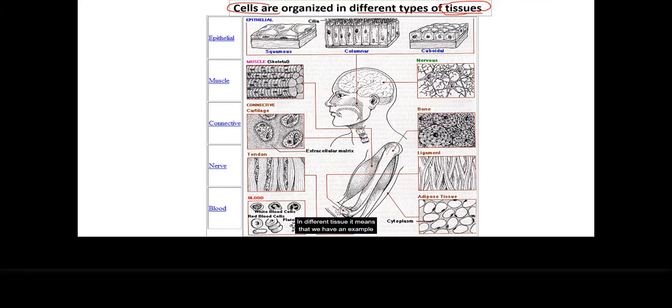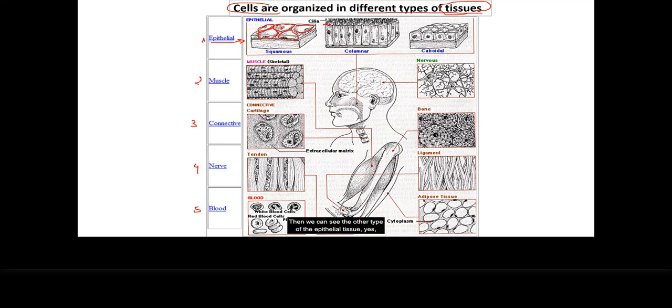In different tissues, we have, for example, epithelial tissue, muscular tissue, connective tissue, nervous tissue, and blood. All these are different tissue types. In the epithelial tissue, if we look at high magnification, we will see the cells in this epithelial tissue. They all look the same, like this, very flat cells with one large nucleus.